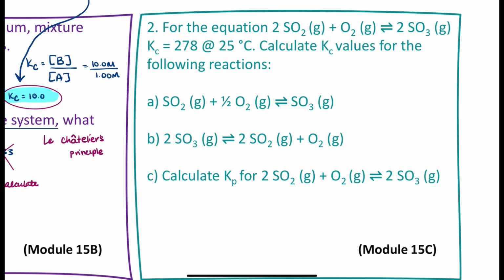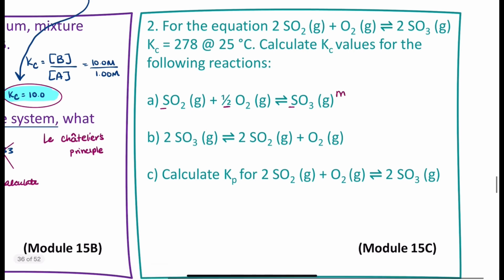Let's compare them. Letter A, I've got 1 mole of SO2 versus 2, a half a mole of O2 versus 1, and 1 mole of SO3 versus 2, which means that I multiplied this reaction by 1/2.